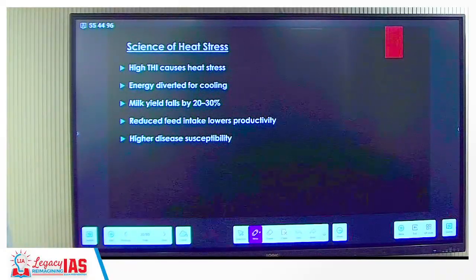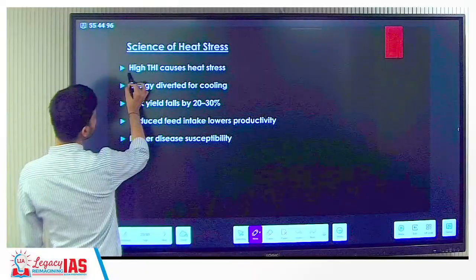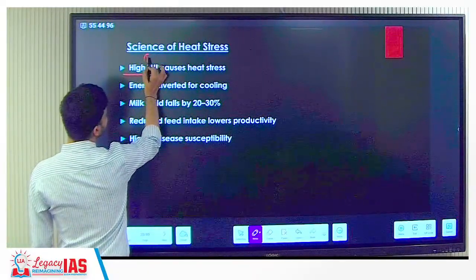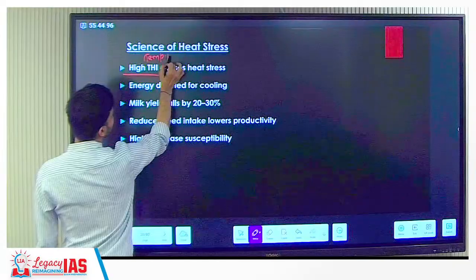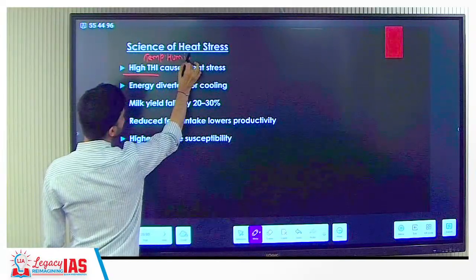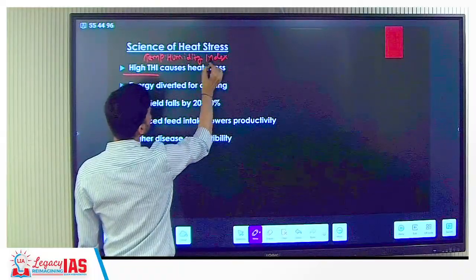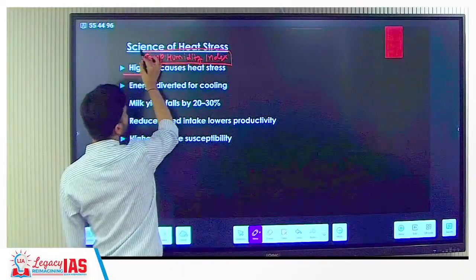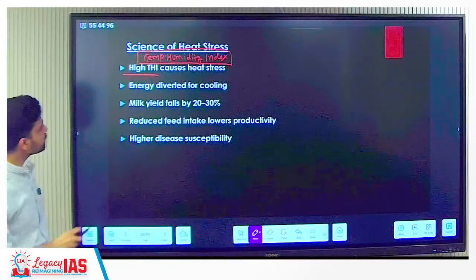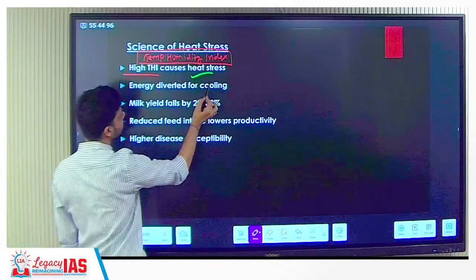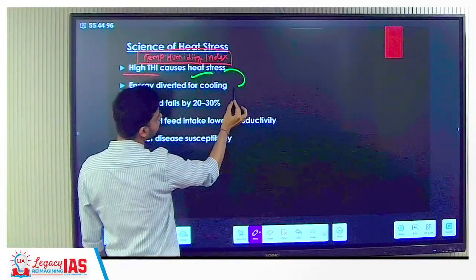Now, if you look at the science of heat stress, the report says it is simple: high THI. THI means temperature humidity index, because again temperature is not the only factor, humidity plays a significant role. So THI considers the effect of both temperature and humidity; if it is higher, heat stress is higher. And why does it lead to a decline in milk yield?